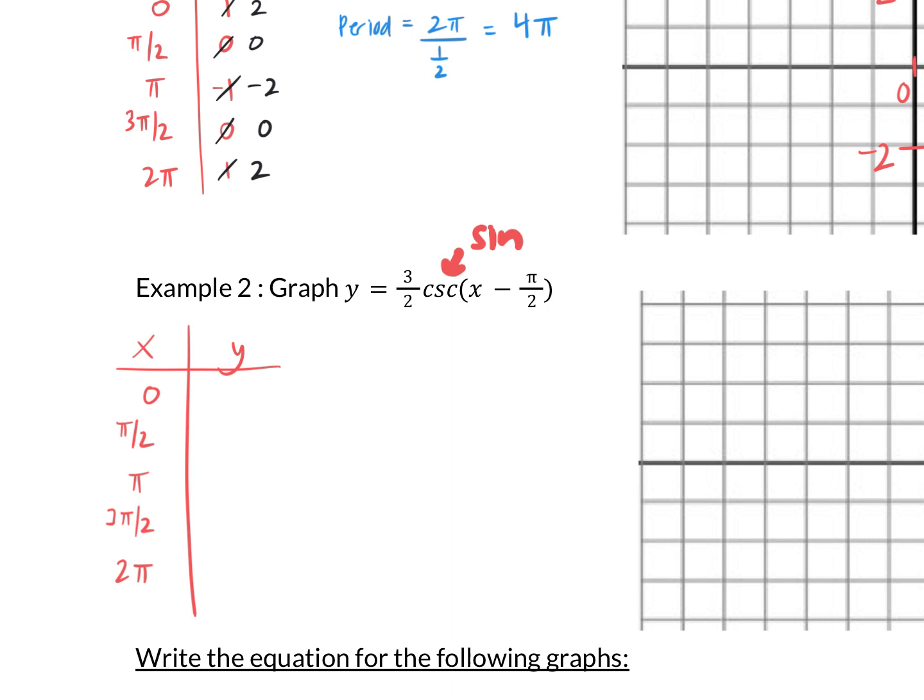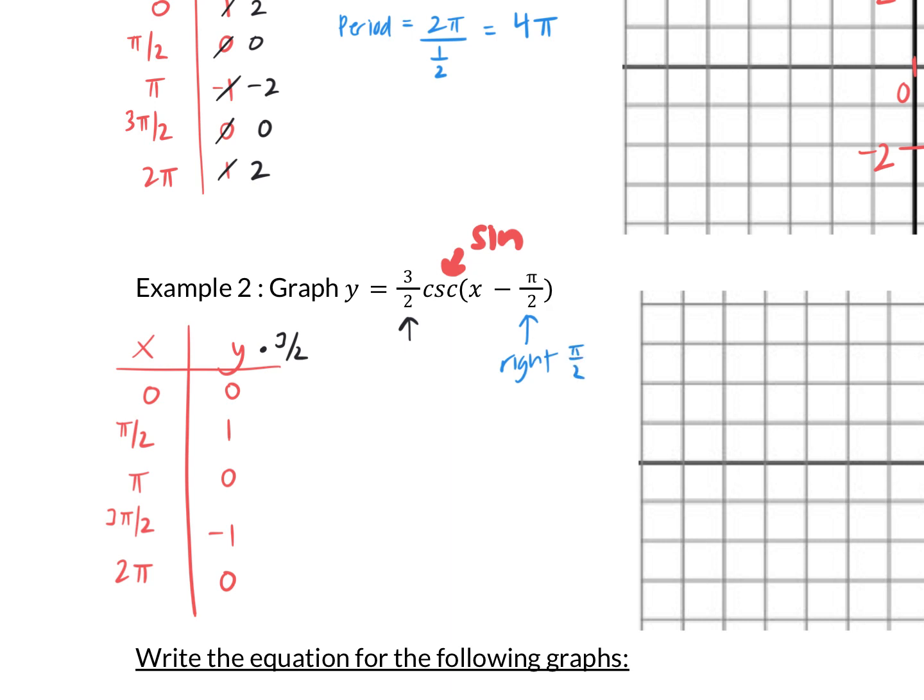Okay, so all of my values here should be 0, 1, 0, -1, 0. The first transformation that's happening is not a vertical shift, but a stretch of 3/2. So I'm going to multiply all those by 3/2. And then this minus pi over 2 is going to shift my graph which direction? Pi over 2? Right, pi over 2.